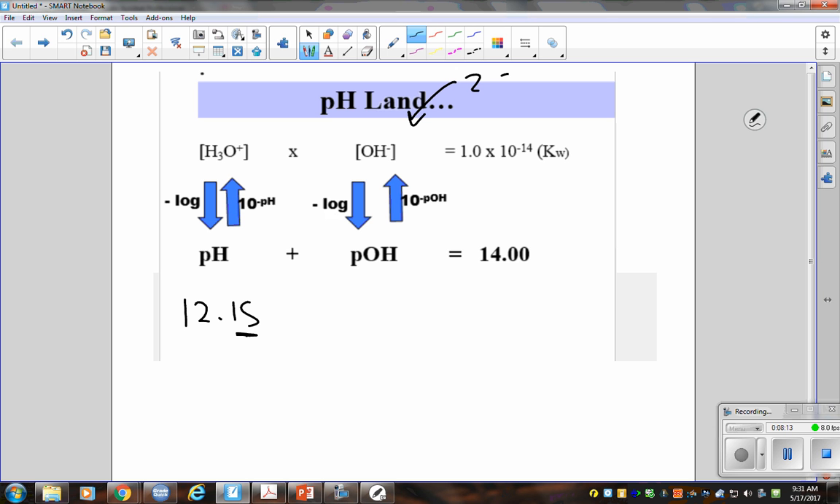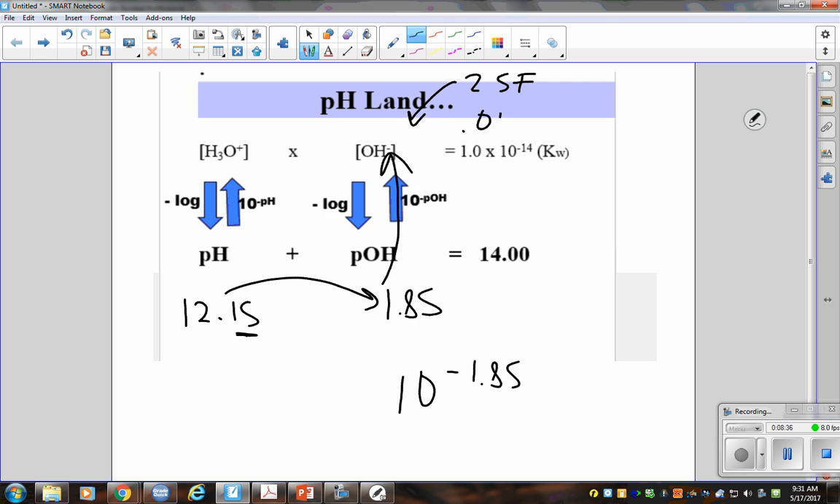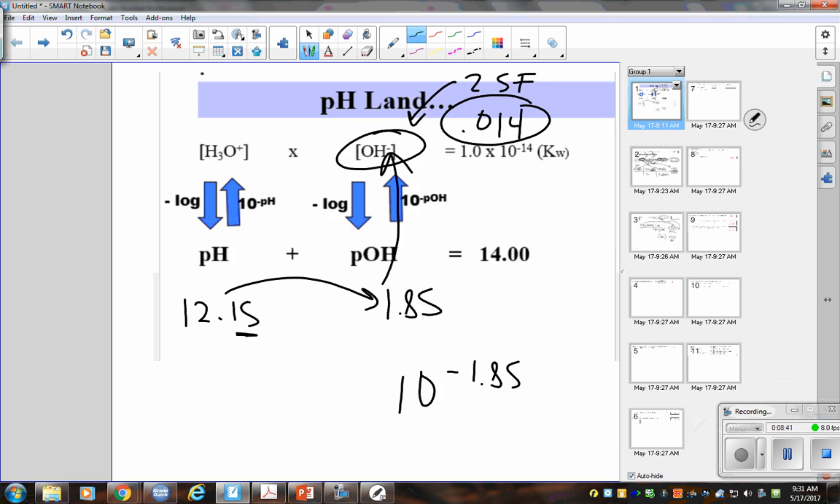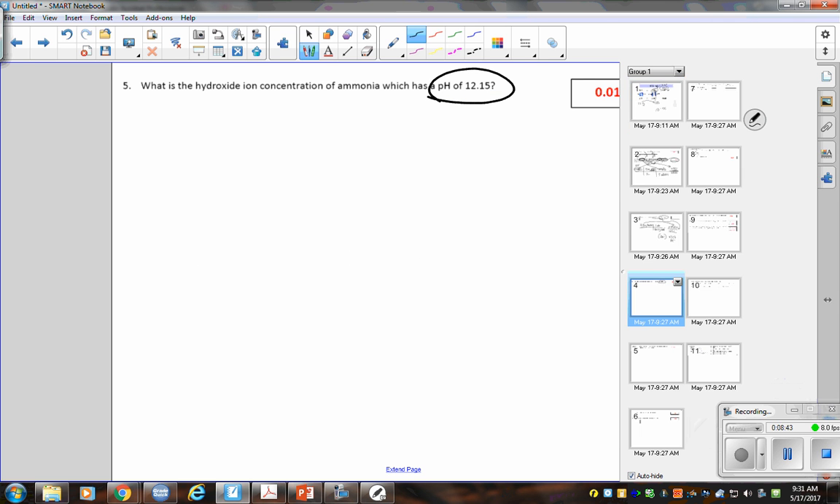First thing I'm going to do is go over to pOH, so I go 14 minus 12.15, and I'm going to get 1.85. Mathematically, to hop back up there, it's just 10 to the negative 1.85. So I do 10 to the negative 1.85, and I end up with 0.014 as my molarity of OH. So if I look right there, another one, right? Piece of cake.